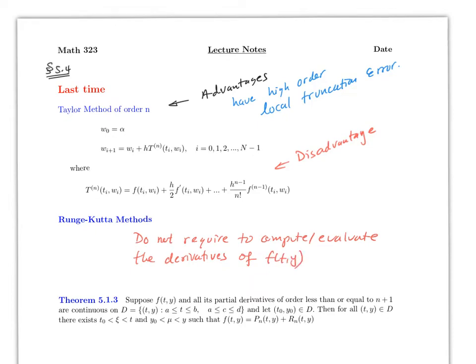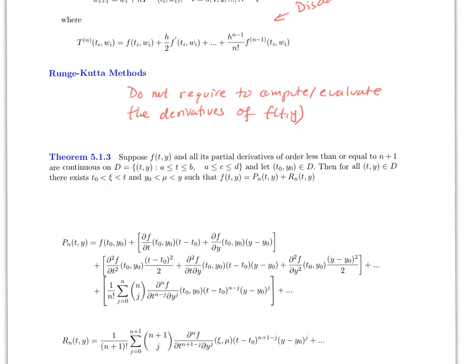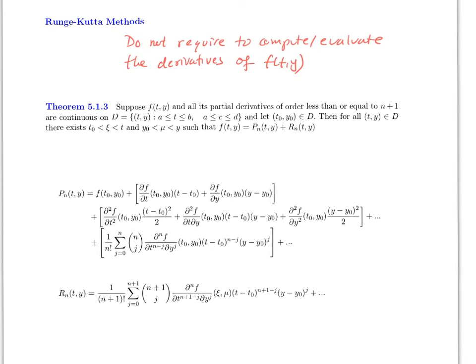The basis for this section, as it has been in the past, is going to be Taylor polynomials. More specifically, this is something that you may have not seen in the past. We're going to have Taylor polynomials in two variables. Theorem 5.13 describes exactly the expansion of a Taylor polynomial in two variables.